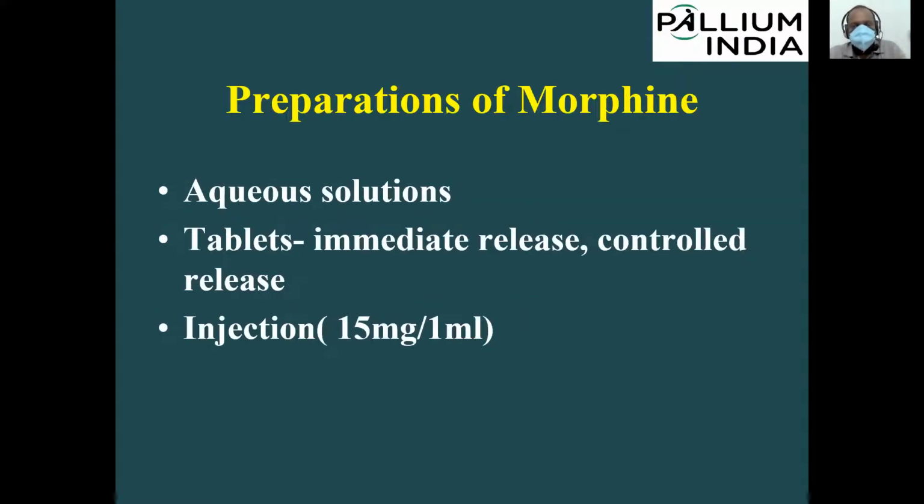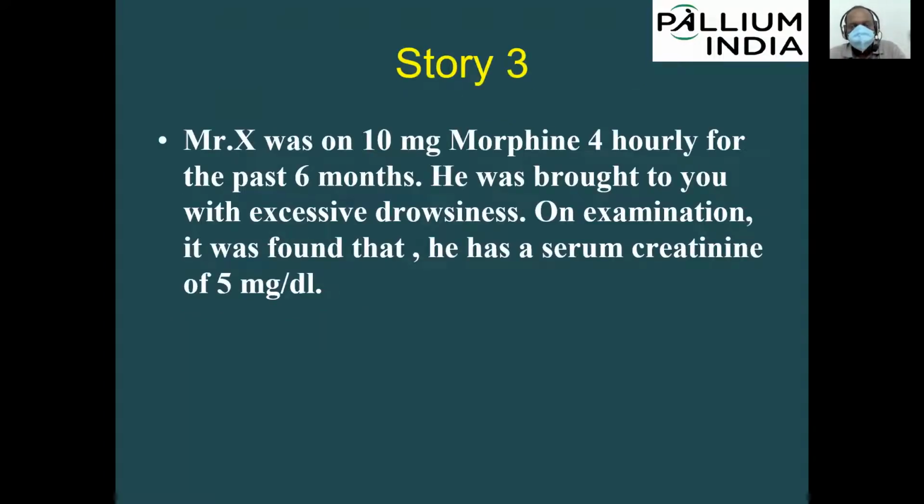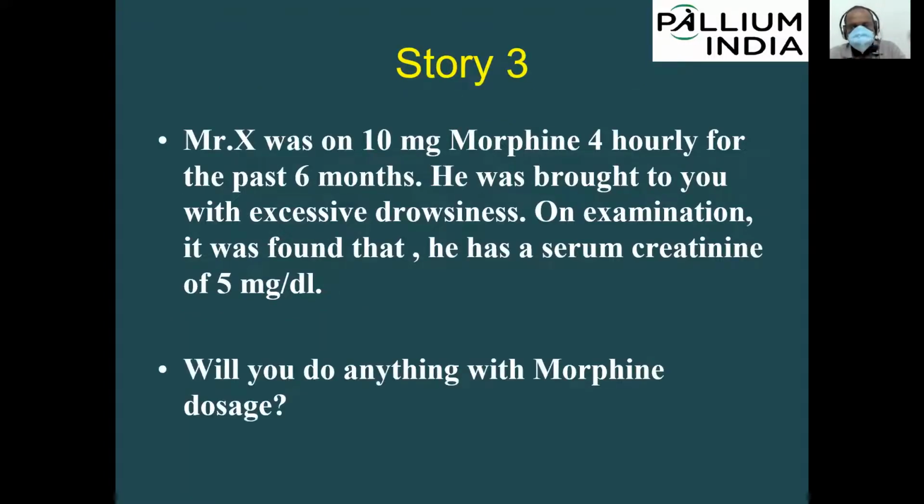And these are the preparations of morphine available: aqueous solution or syrup, and tablets, two types. One is immediate release or fast acting tablet, whose duration of action is 4 hours, and controlled release tablet, which is 12 hours. Controlled release or sustained release, both are the same. And injection is also available. And this was story number 3.